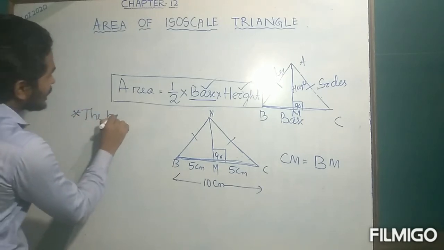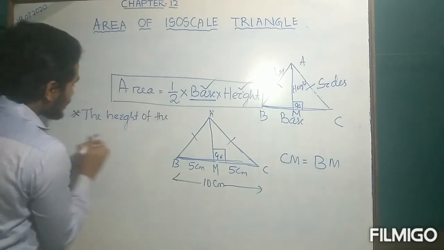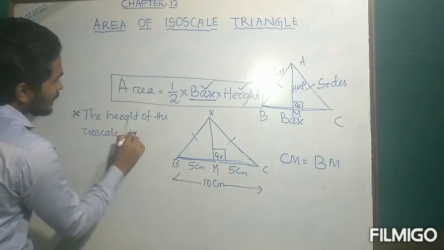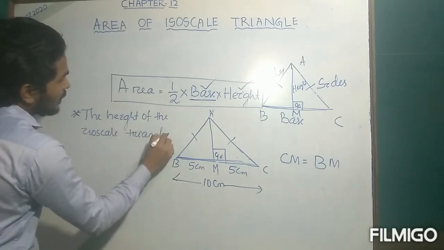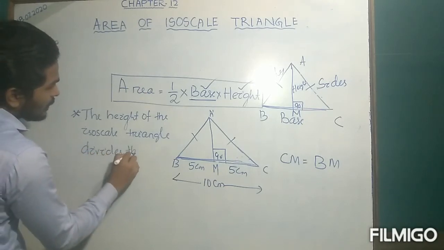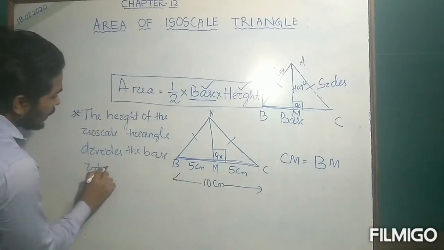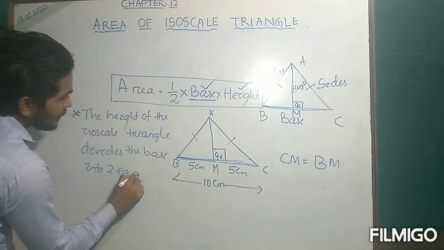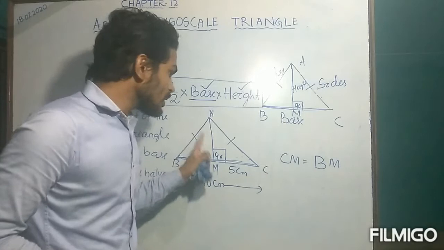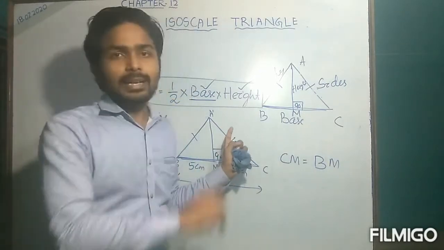The height of the isosceles triangle divides the base into two equal halves. Clear? It is possible only for the isosceles triangle case and also the equilateral triangle case.